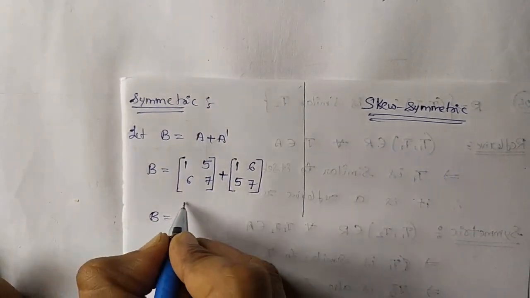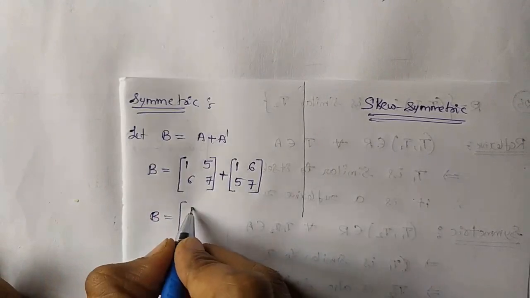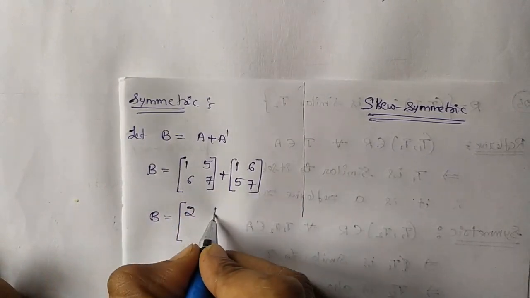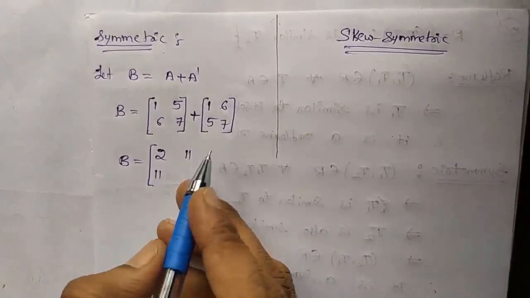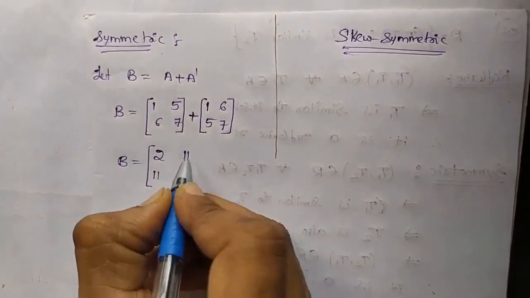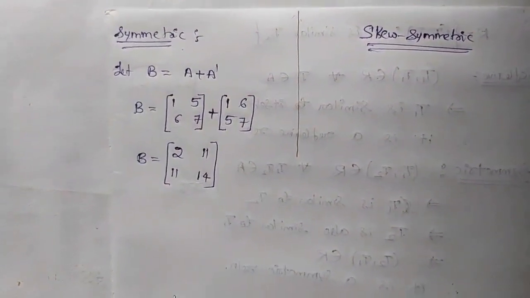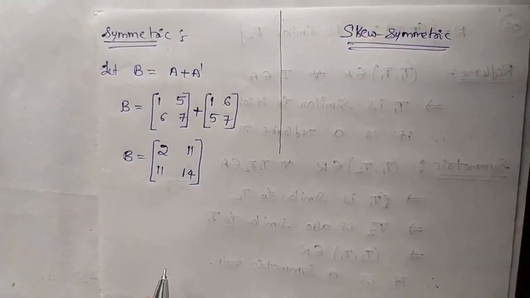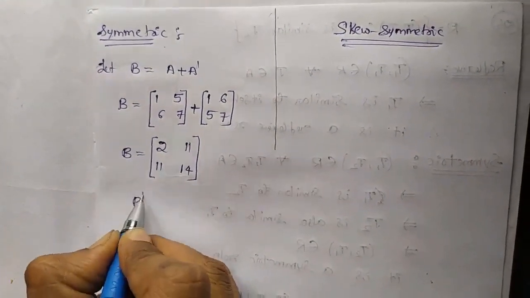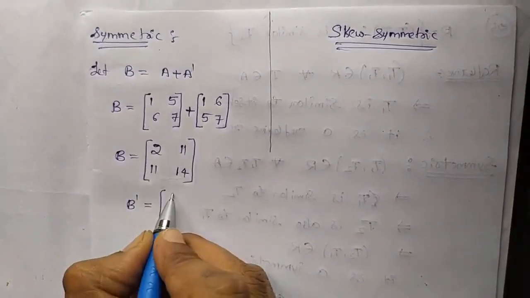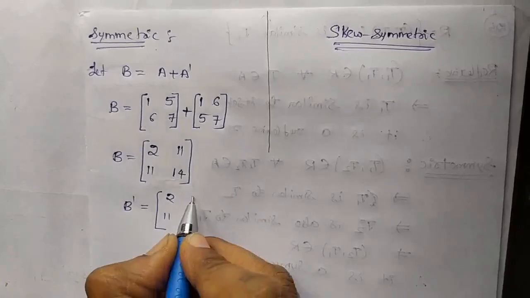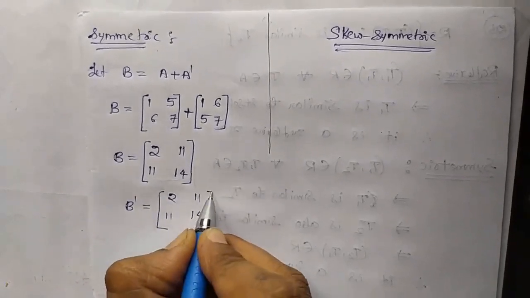B equals, add the corresponding elements: 1 plus 1 is 2, 5 plus 6 is 11, 6 plus 5 is 11, 7 plus 7 is 14. Hence it is the matrix B, A plus A dash. Now find B transpose. Row becomes column, column becomes row: [2 11; 11 14].